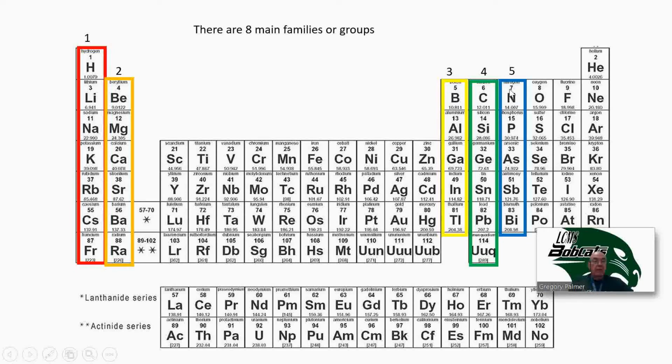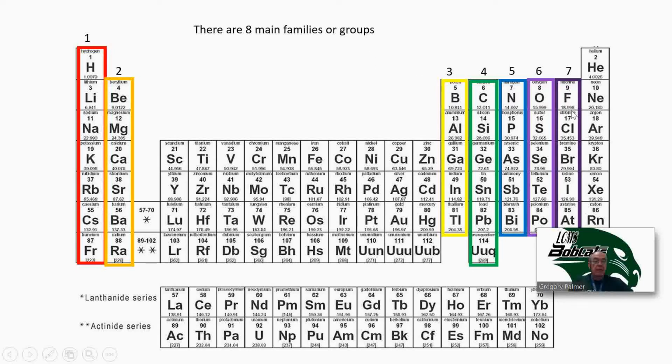Family 5: nitrogen, phosphorus, arsenic, antimony, and bismuth all have 5 valence electrons, so they're in family 5. Family 6 is the oxygen family: oxygen, sulfur, selenium, tellurium, and polonium all have 6 valence electrons.